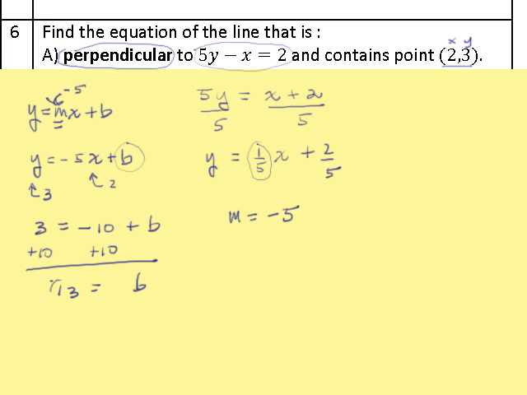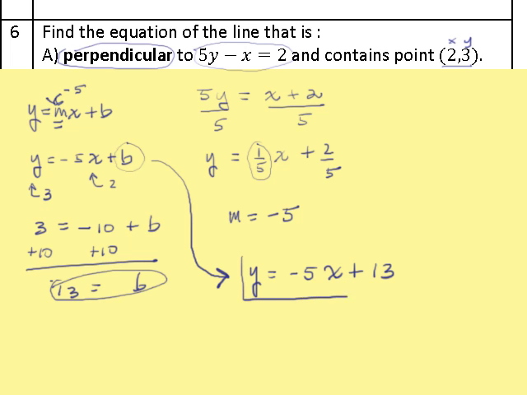All right, and let's just finish off our line. Here's our line so far, our line equation. We just have to put in what b is. So we have y is equal to minus 5x plus 13. And that's our line equation.